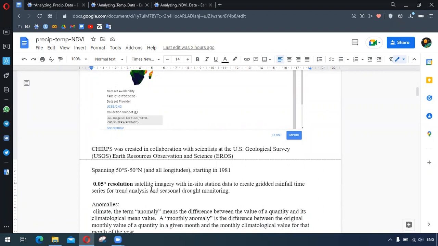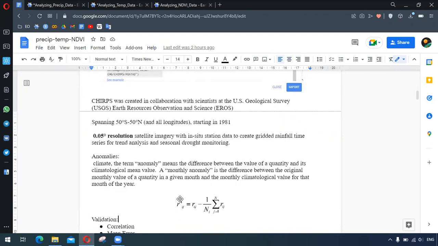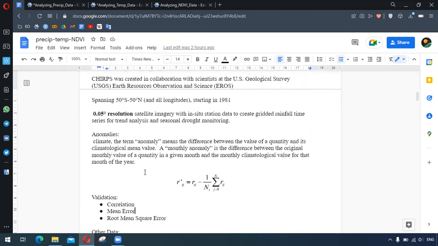So the next concept is anomalies, and an anomaly stands for the difference between the value of a quantity and its climatological mean value. So this is the difference between the original monthly value of a quantity in a given month and the monthly climatological value for that month of the year. So these anomalies have uses in different studies.